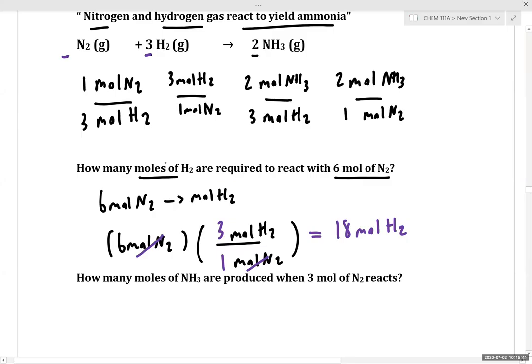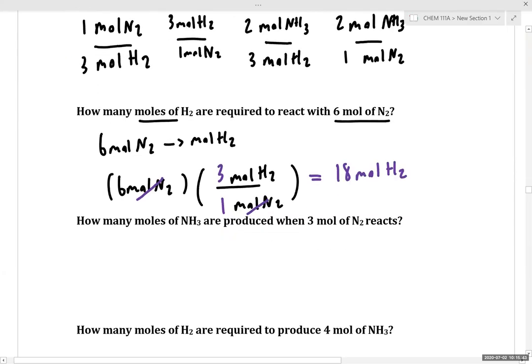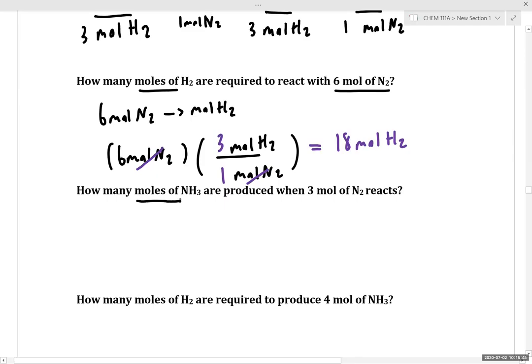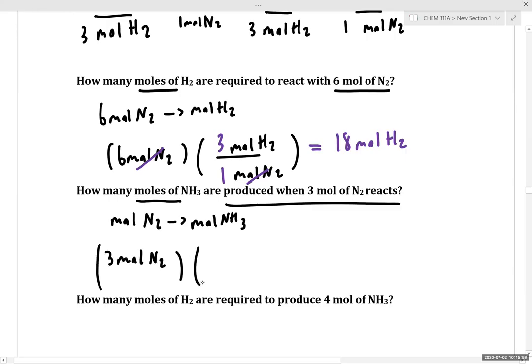Okay, let's keep going now. Let's ask the question, how many moles of ammonia are produced when 3 moles of nitrogen react? So we're going from moles of nitrogen to moles of ammonia. If we start with 3 moles of nitrogen, how many moles of ammonia do we produce per mole of nitrogen?